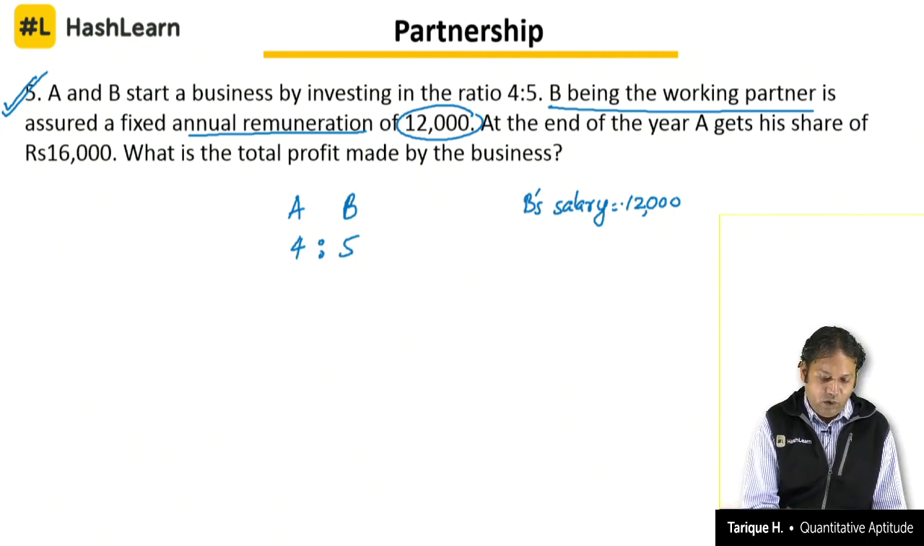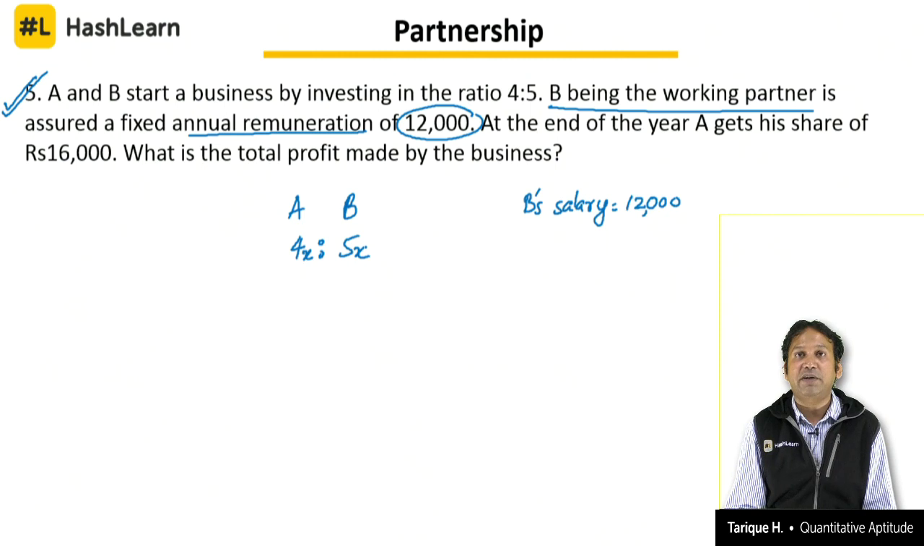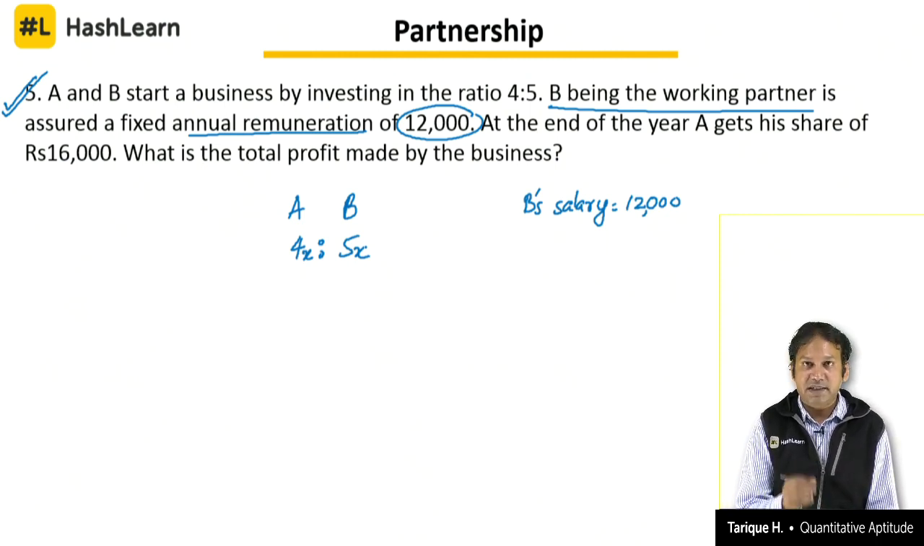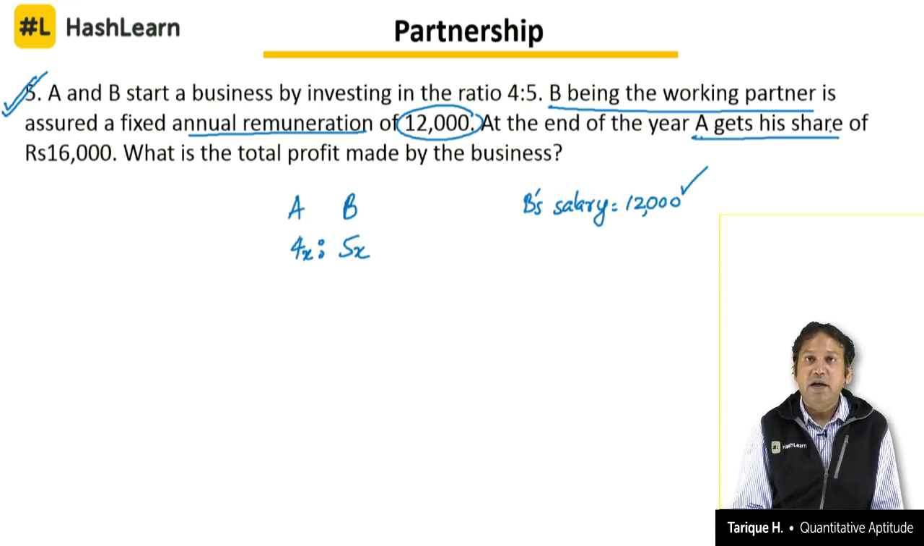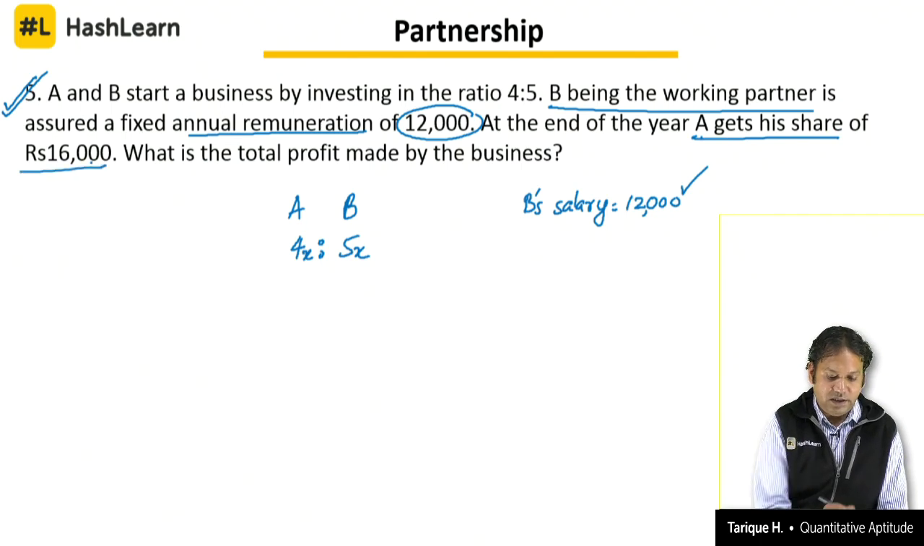Okay. Now what we know is that A and B have invested in the ratio 4:5. That means if A gets 4x rupees, B should get 5x rupees, because A is getting 4x rupees just based on his investment. So B should get 5x rupees based on his investment, plus B should get 12,000 for working. Out of this, what is given to us is A's share. A's share is given to us, that is 16,000.